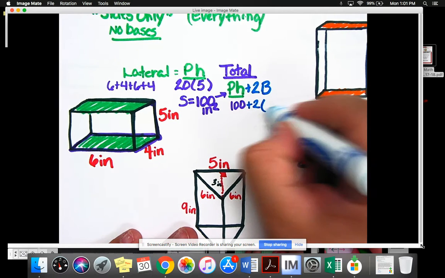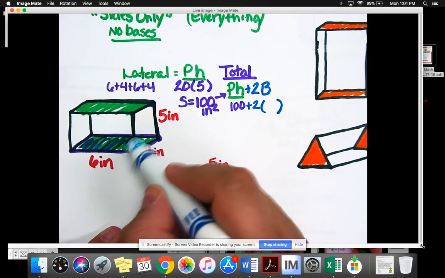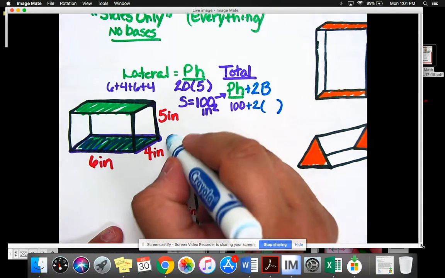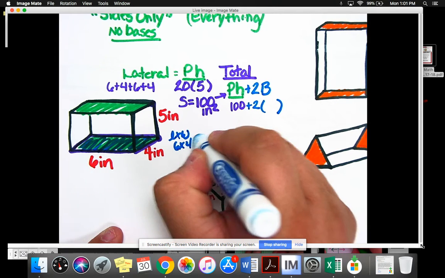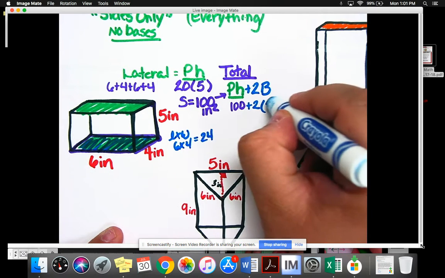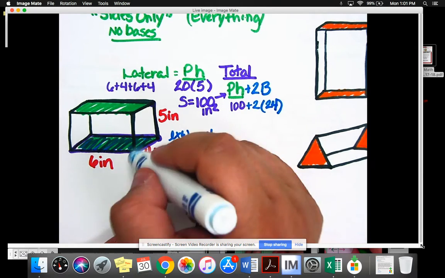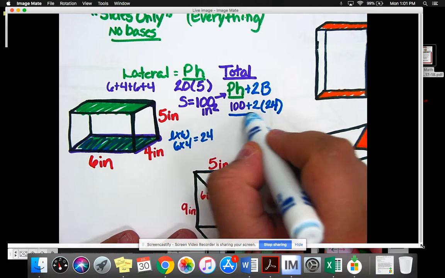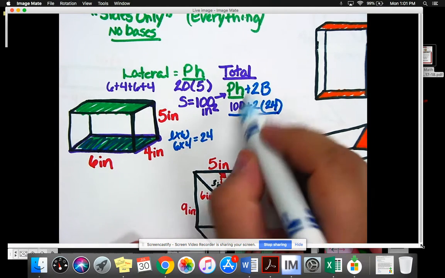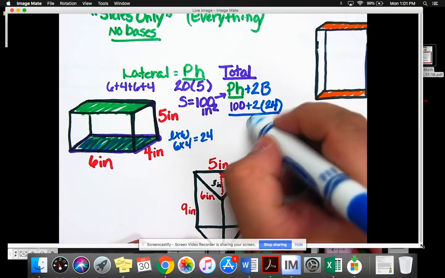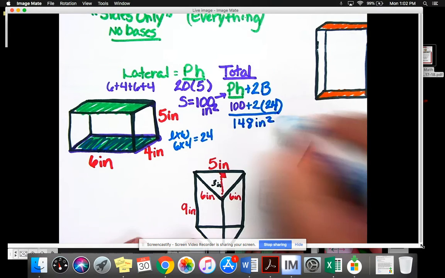Big B is the area of the base. The area of my green rectangle is length times width. So that would be length times width, which would be 6 times 4, and that would give me 24. So my area of the base is 24, and I'm going to multiply it by 2 because there's 2 bases, top and bottom. The cool thing about our calculator is that it will do all of it for you, or you can do piece by piece, but you don't want to make a little mistake, so it's easier for the calculator to do it. So you should get an answer of 148 inches squared.